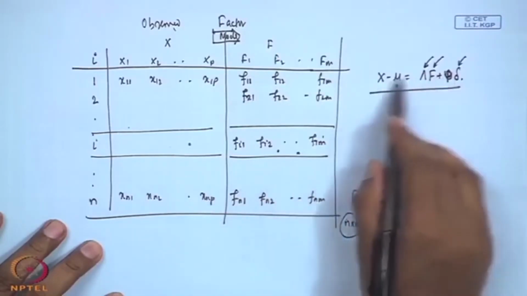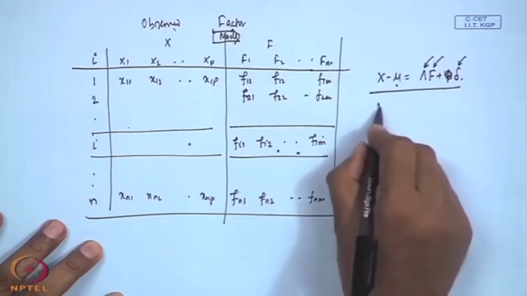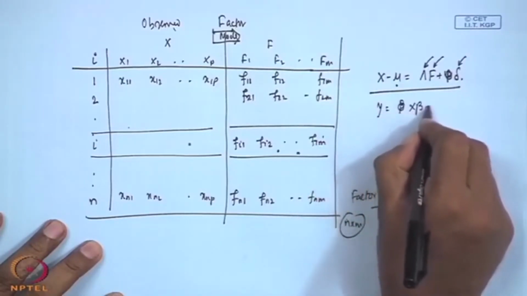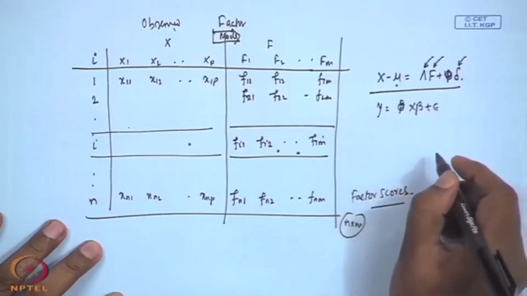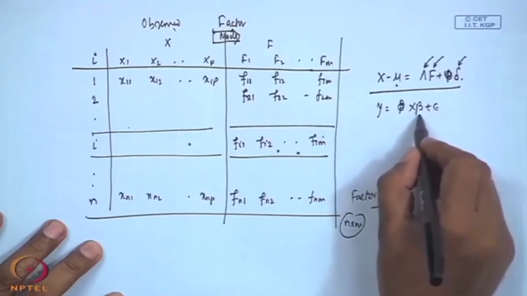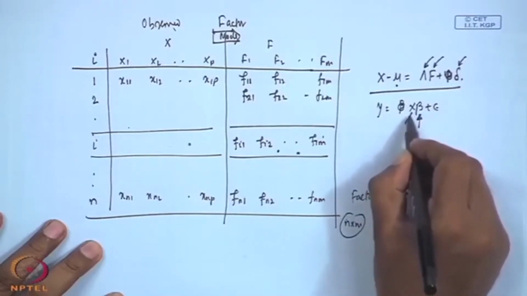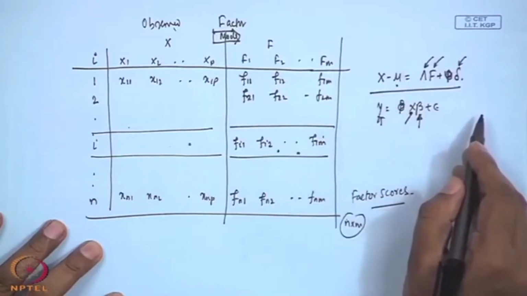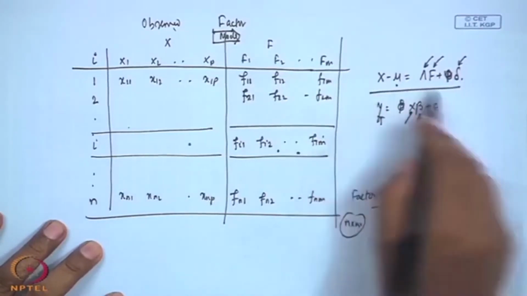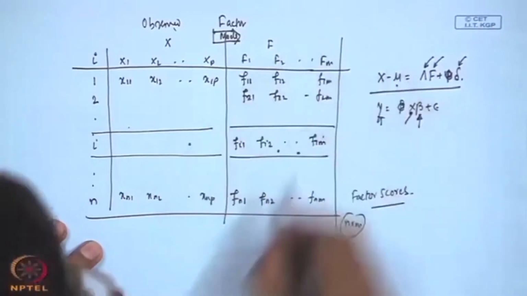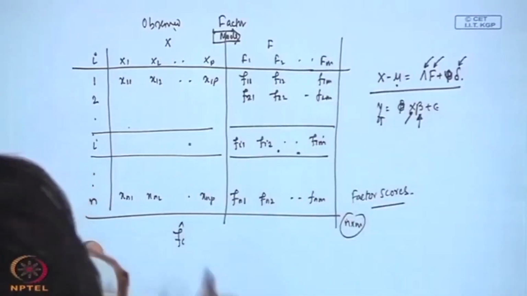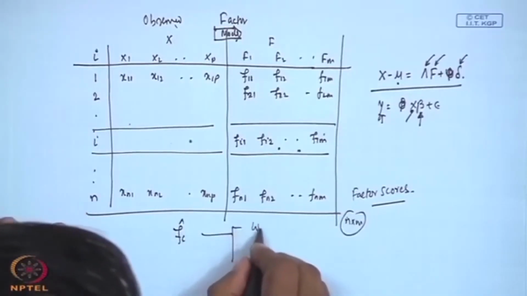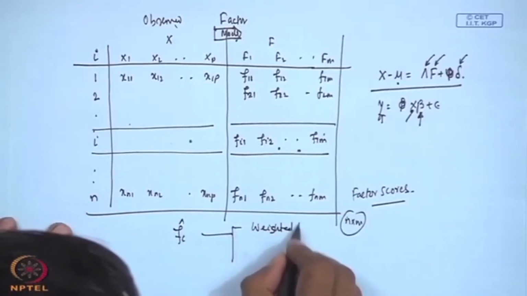So, though it looks like a regression equation, in a regression equation y equal to beta x plus epsilon, there you are interested to find beta, x was given, y was given, but it is not like this here. So, this structure is complicated. Now, finding out these factor scores, F cap, is a difficult one, but there are certain methods like the weighted least square method.